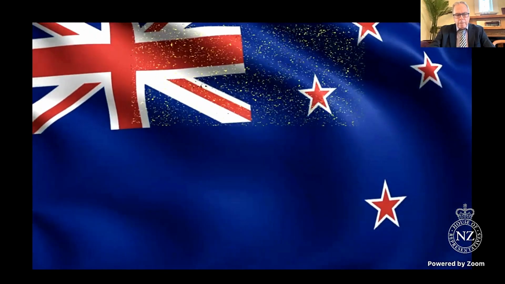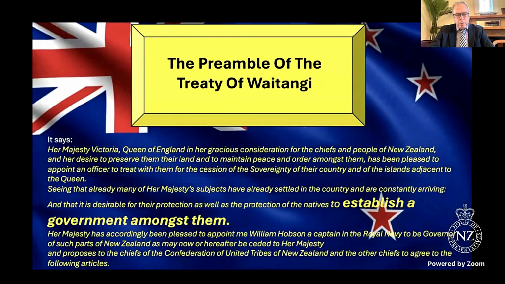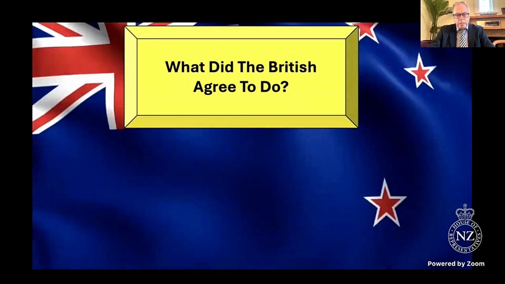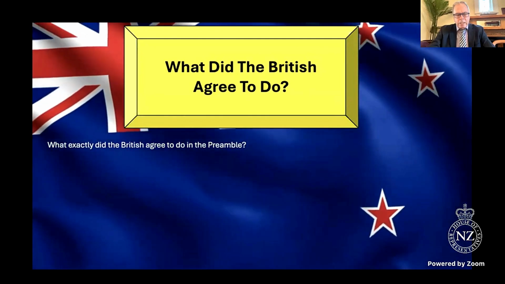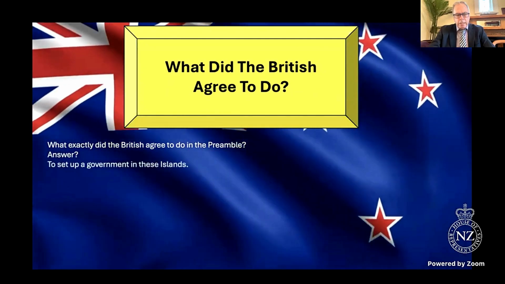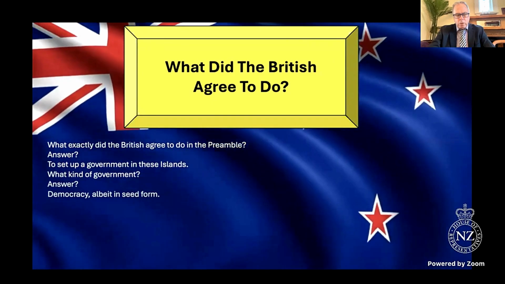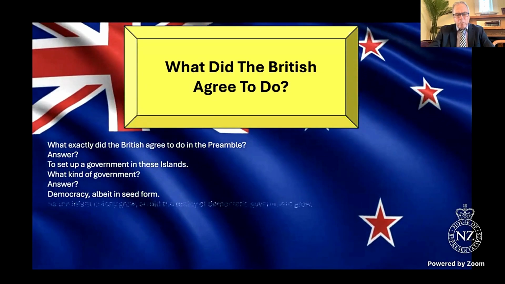What does it say? Well, there is the preamble. I'm not going to read it all, but there is the main point of the preamble. The British said they would set up a government. What exactly did the British agree to in the preamble? The answer is to set up a government in these islands. What kind of government? Answer: a democracy, albeit in seed form.